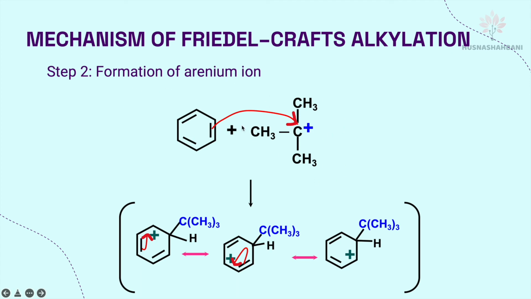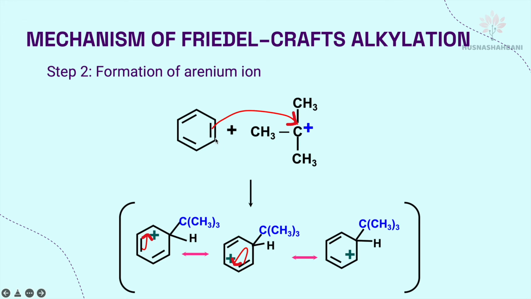Step number 2, formation of arenium ion. Now the carbocation is the electrophile. Now it is ready to be attacked by the aromatic ring. This aromatic ring uses its double bond to attack the electrophile. The electrophilic site is the carbocation, so it will use 2 electrons from the double bond to form a bond with the carbon in the carbocation. So either of these carbons can be bonded with this carbocation.